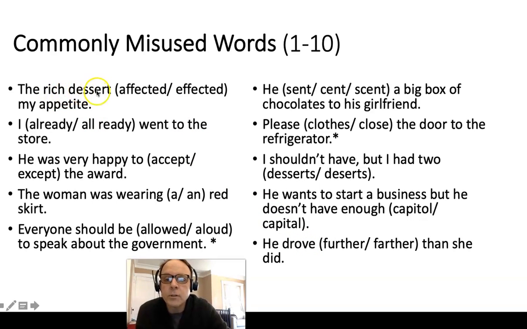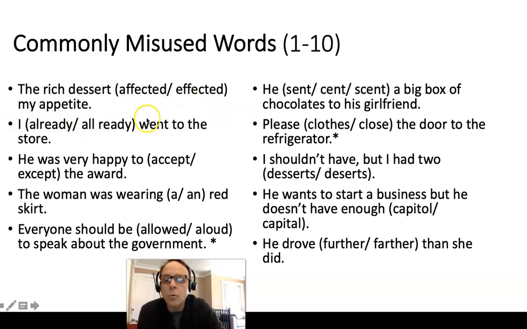This first one says, the rich dessert affected or effected my appetite. If you paused and chose one or the other, the best choice here is A, affected with an A. This is acting as a verb, or an action. Effect with an E is a noun. So if you said the rich dessert had an effect on me, that's different than saying the rich dessert affected me, because effect becomes a noun. Or like the effect of the medicine was to make me feel better. But affected as a verb, when you say the rich dessert affected my appetite, it's the A. That's a verb. This is a noun. Same meaning, but different part of speech.